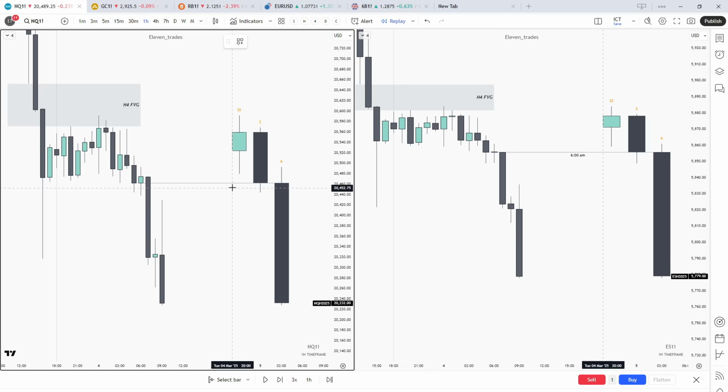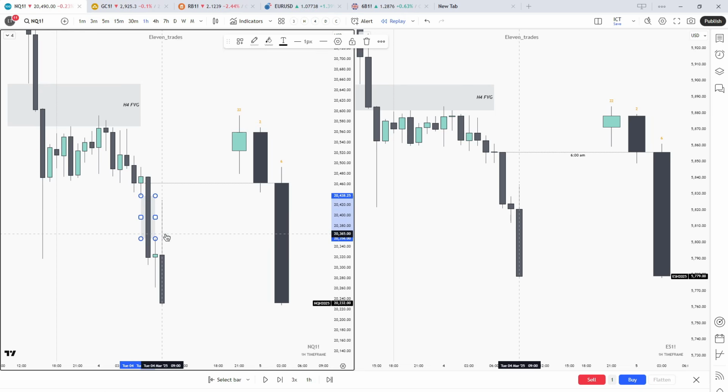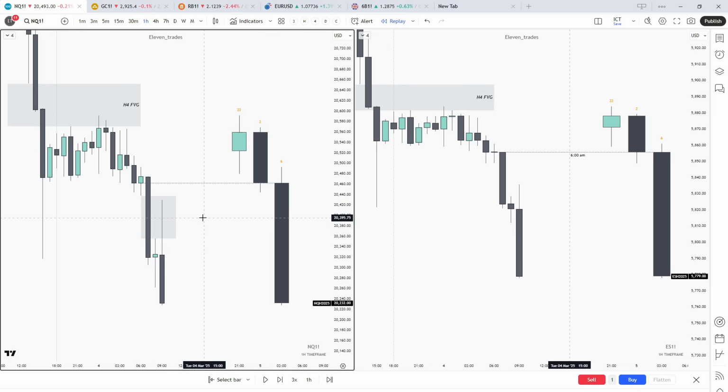So dropping down to the 1-hour chart, you can see the 4-hour candles on the right side. The 6 a.m. created a small wick and then started expanding to the downside. And once more, there are 4 1-hour candles inside a single 4-hour candle. So using that logic, the 9 a.m. candle retraced into this fair value gap, this imbalance.